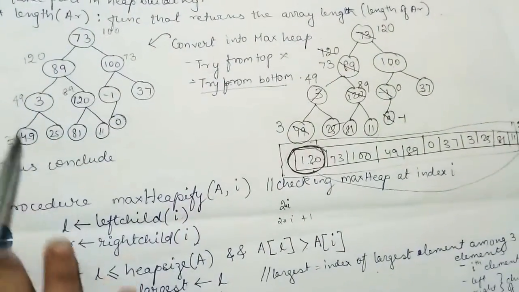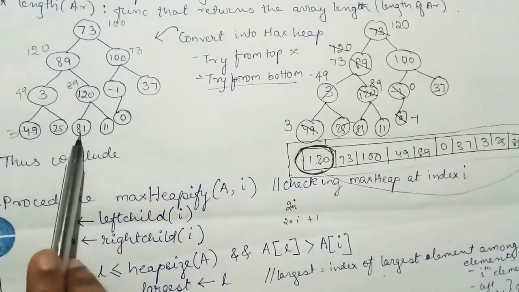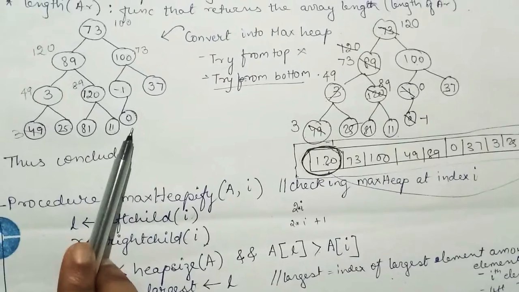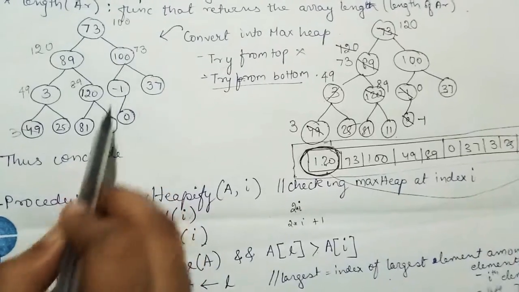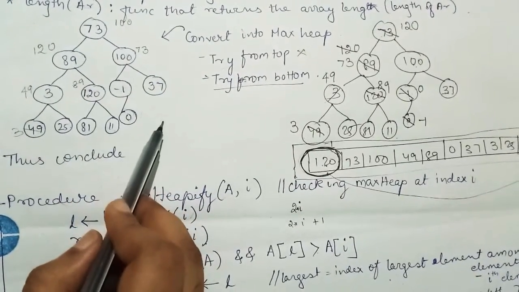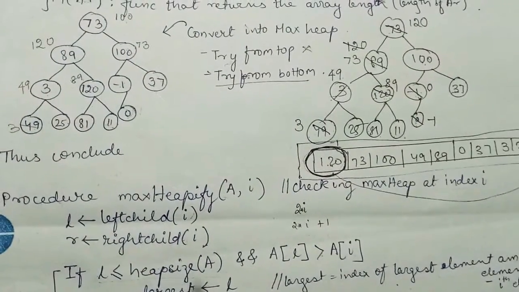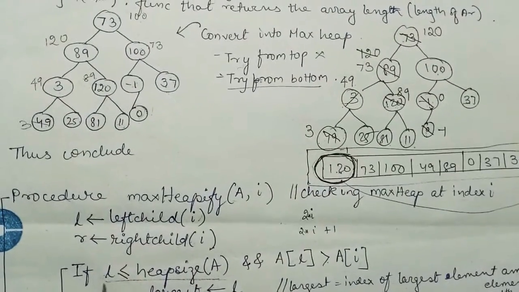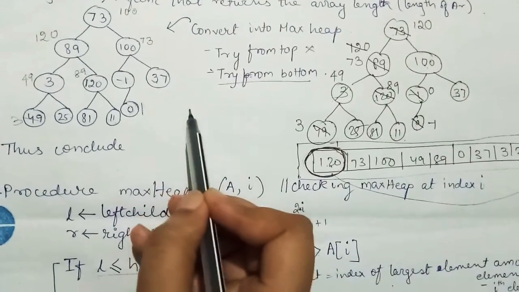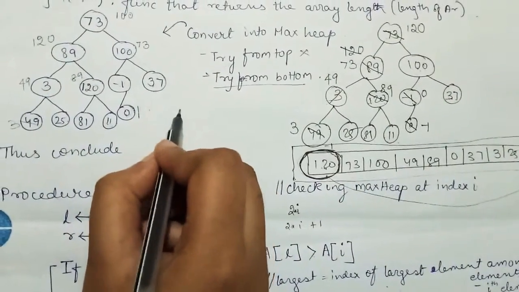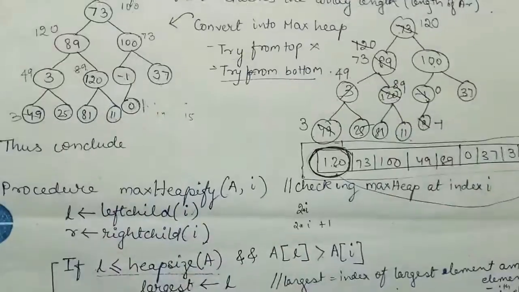Suppose here all the elements are taking part, that is 1 2 3 4 5 6 7 8 9 10 11 12. All the 12 elements are taking part, and here I have considered this node. For this there is a left child but there is no right child. Suppose for this there is no left or right child, so for this the condition will be false. The heap size is still 12, and here we will get 14 as the left child and 15 as the right child.